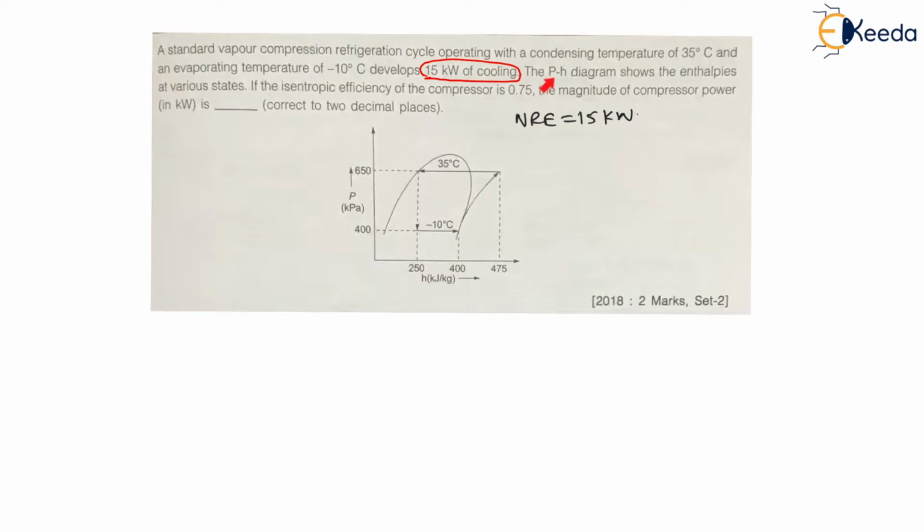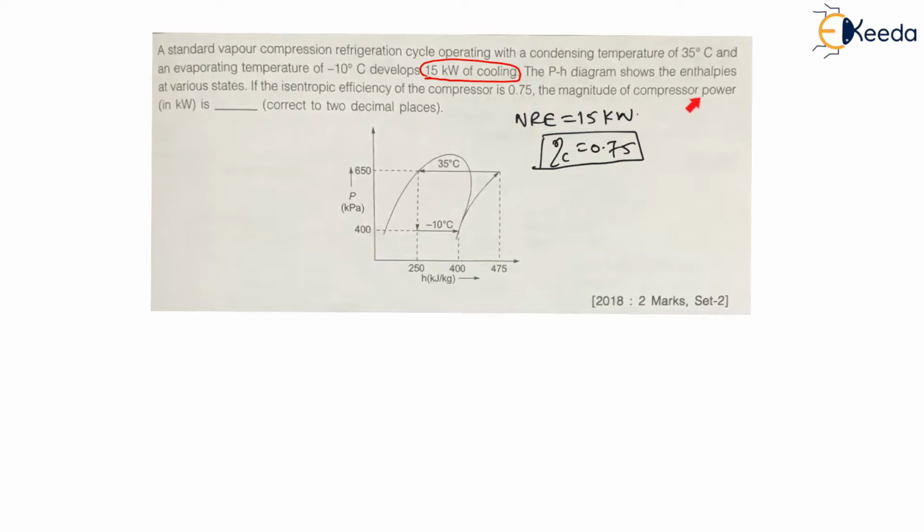Then the p-h diagram shows the enthalpies at various states. Now here on the y-axis they have given pressure in kilopascal, and on the x-axis they have given enthalpies in kilojoule per kg, right? Again, if the isentropic efficiency of the compressor is 0.75, now here there are losses in the compressor, and the efficiency of the compressor is given as 0.75, which is the isentropic efficiency, right?